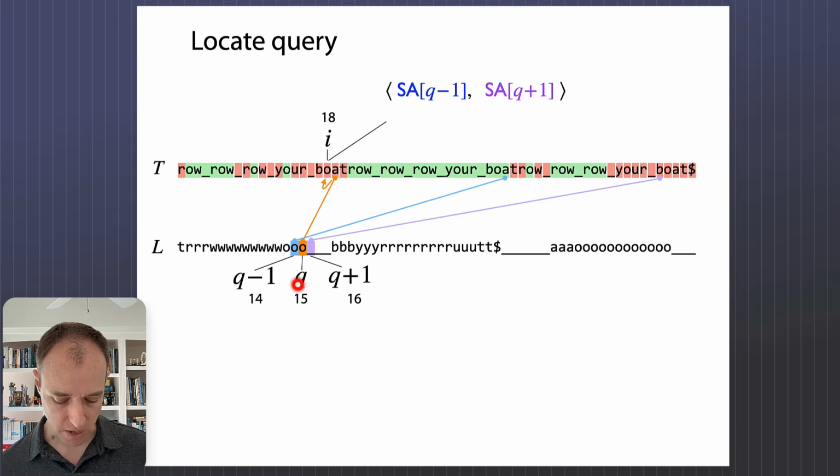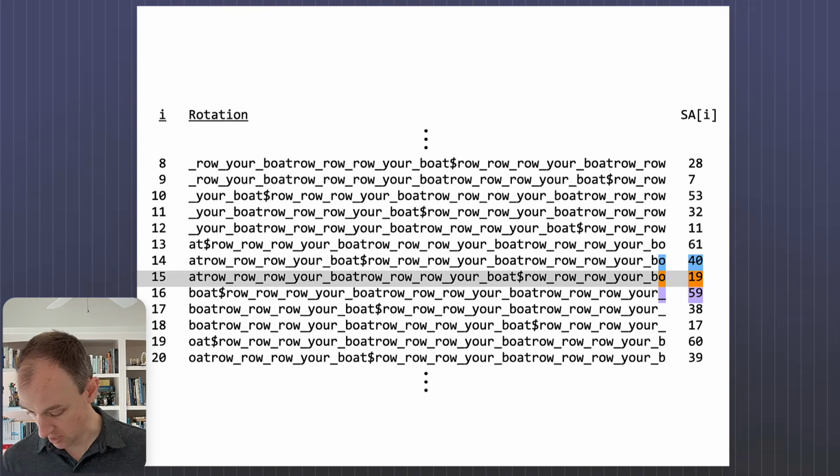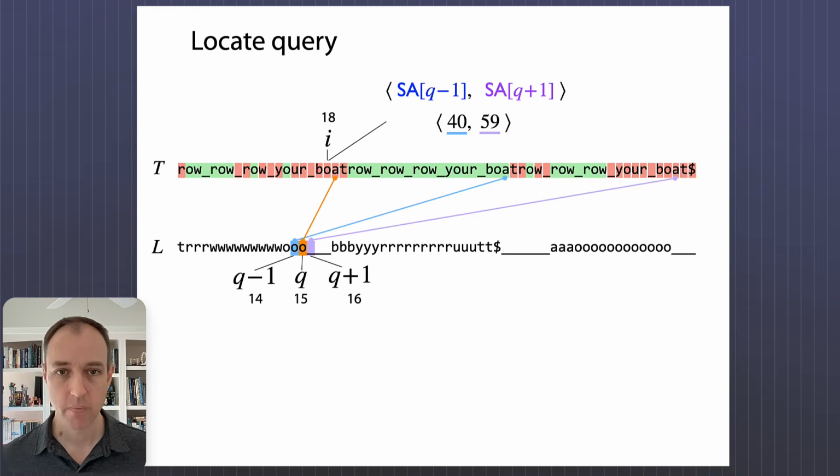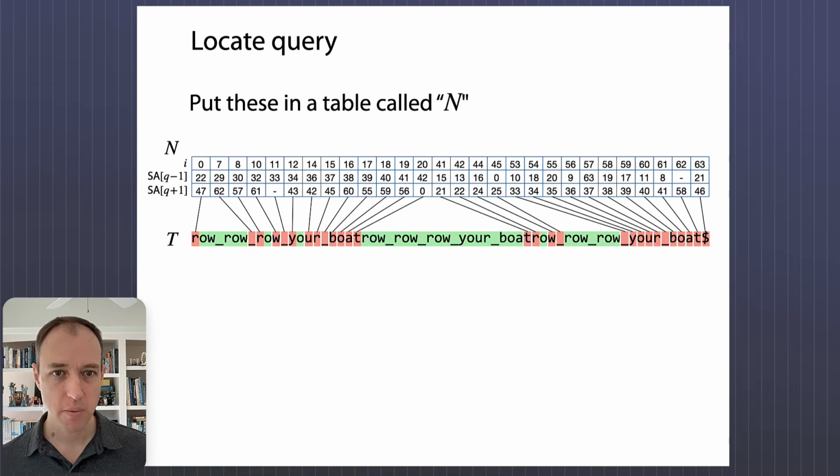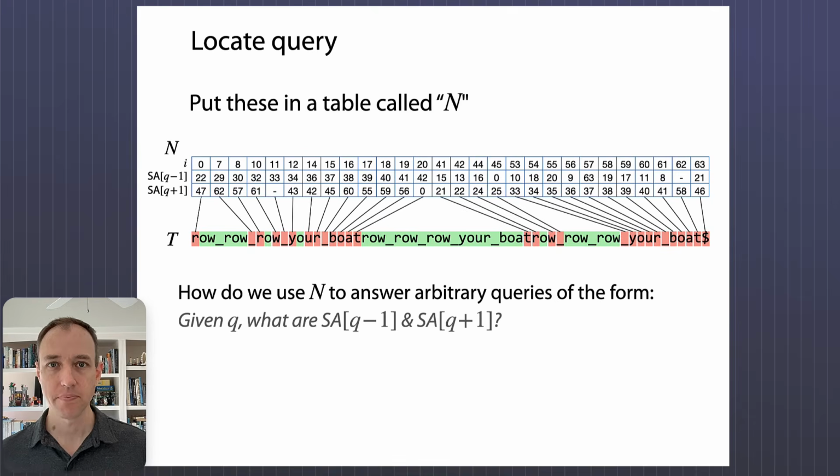Let's pick a different toe hold this time. Let's pick the toe hold at offset 15. That also corresponds to a phrase head, so that's this O right here. At that O, we want to store the two suffix array values for our neighbors in lex space to the left and right. In this case, we again need to go look them up, and this would be 40 and 59. If we do this for every phrase head, we end up with a big table that looks like this. We call this table N.